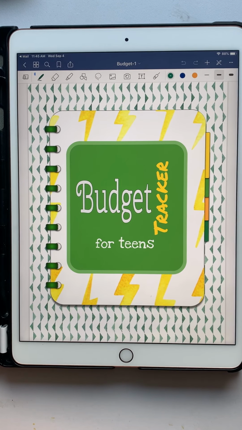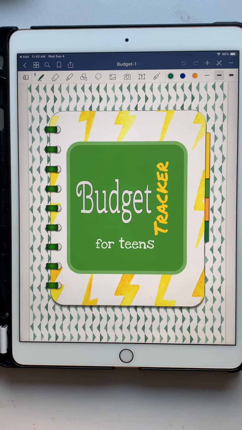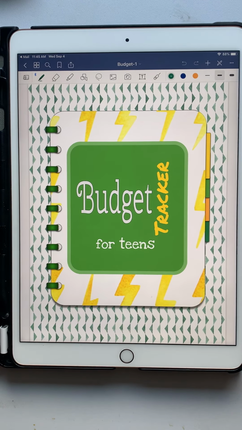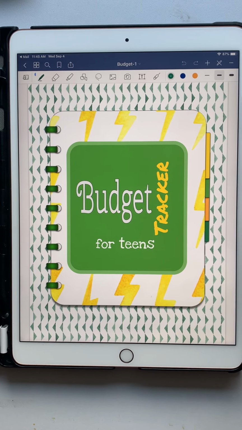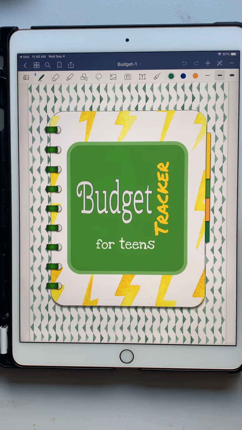And welcome back. In today's planner tutorial, we are going to be looking at our brand new budget tracker. Now this is Budget Tracker for Teens. It really can be for any young adult. It's mainly just a simple budget planner, not with loans and mortgages and a lot of bills and stuff. So this is just basic.